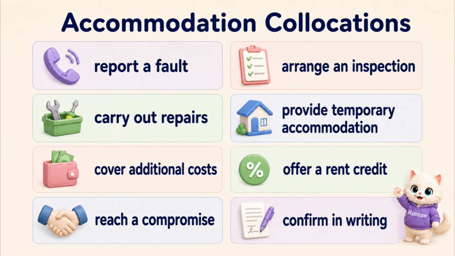Notice these useful accommodation and negotiation collocations. Report a fault, arrange an inspection, carry out repairs, provide temporary accommodation, cover additional costs, offer a rent credit, reach a compromise, and confirm in writing. For example, a resident reports a fault, and the accommodation provider may arrange an inspection or carry out repairs. During a negotiation, the provider might cover additional costs, provide temporary accommodation, or offer a rent credit. Both sides can reach a compromise and confirm the arrangement in writing.